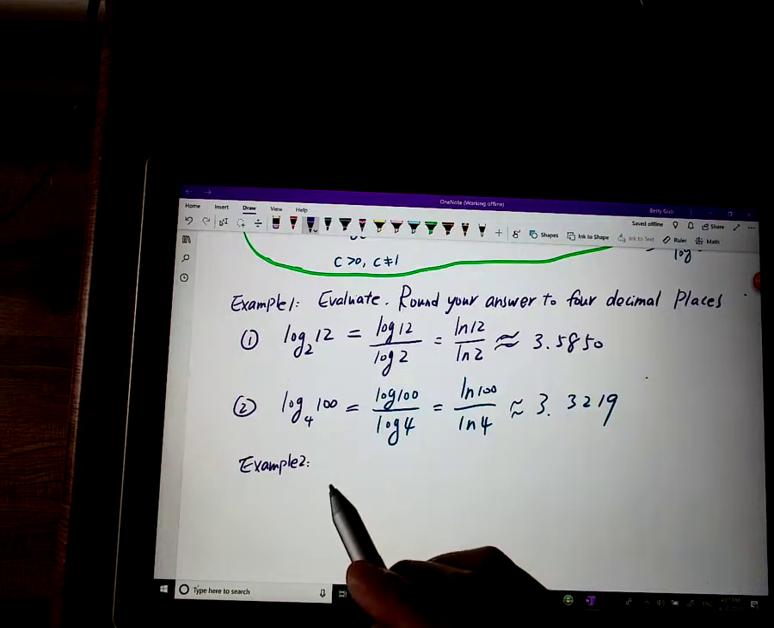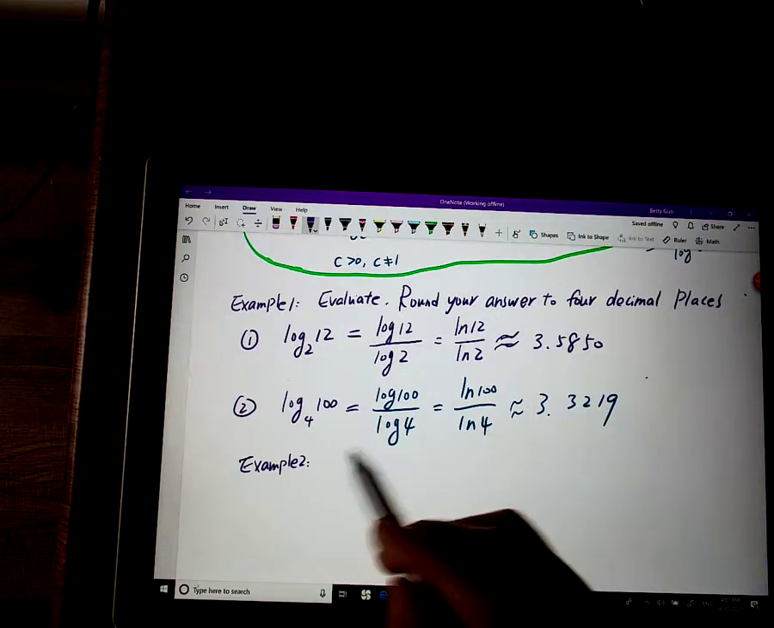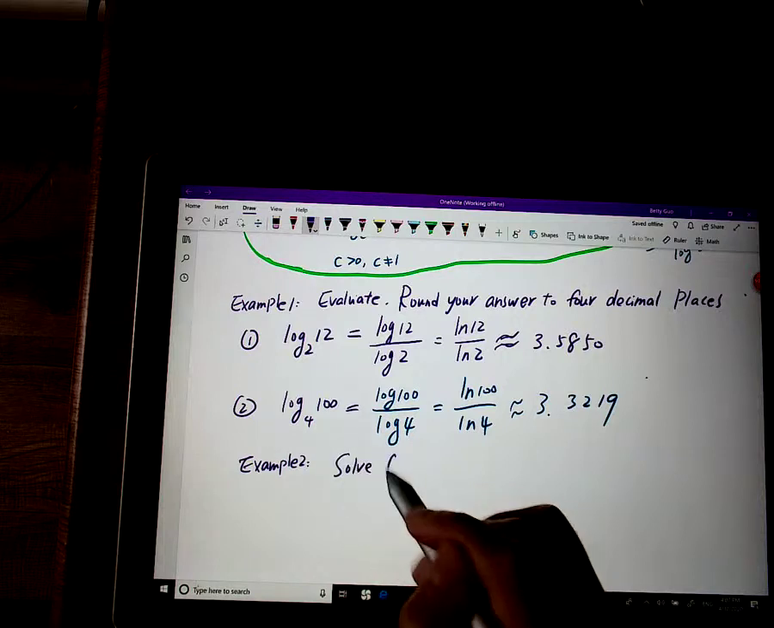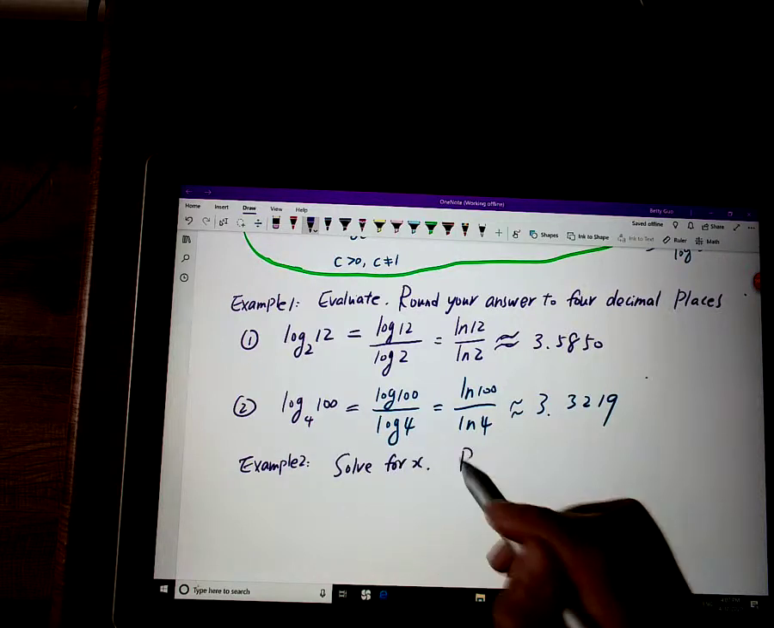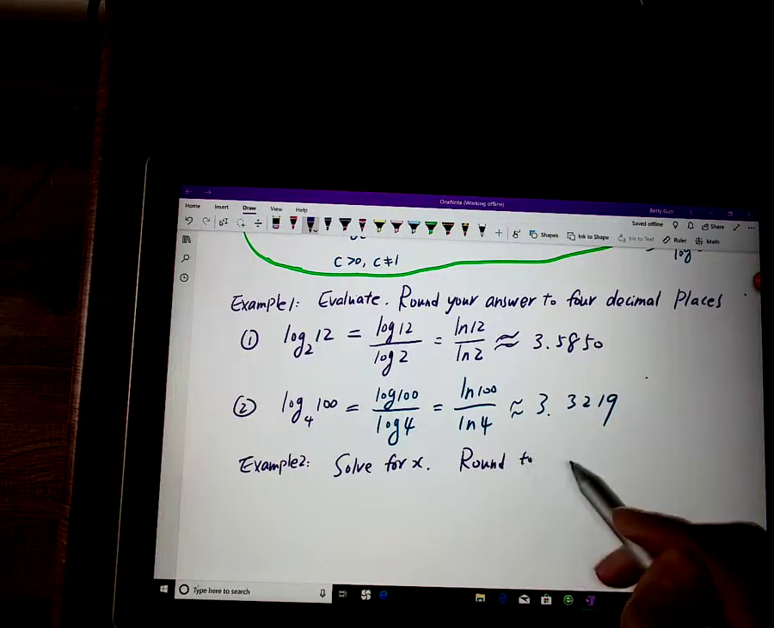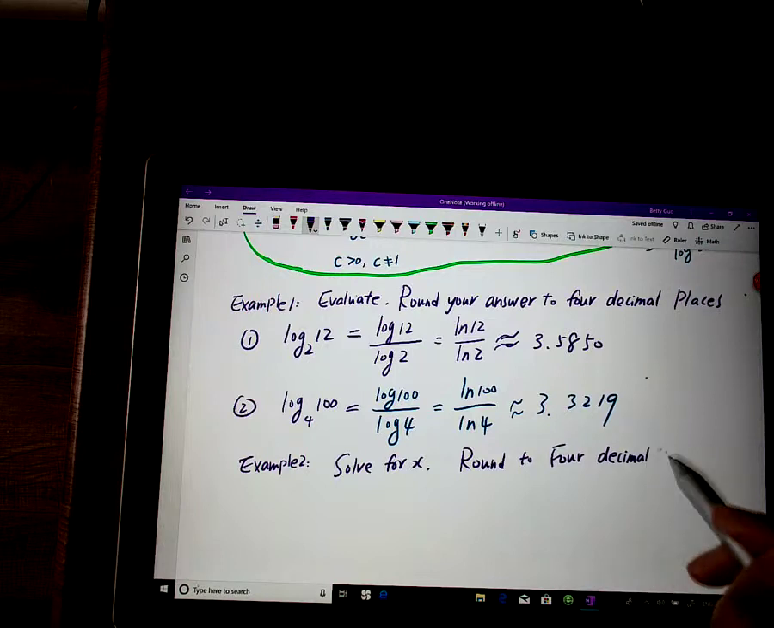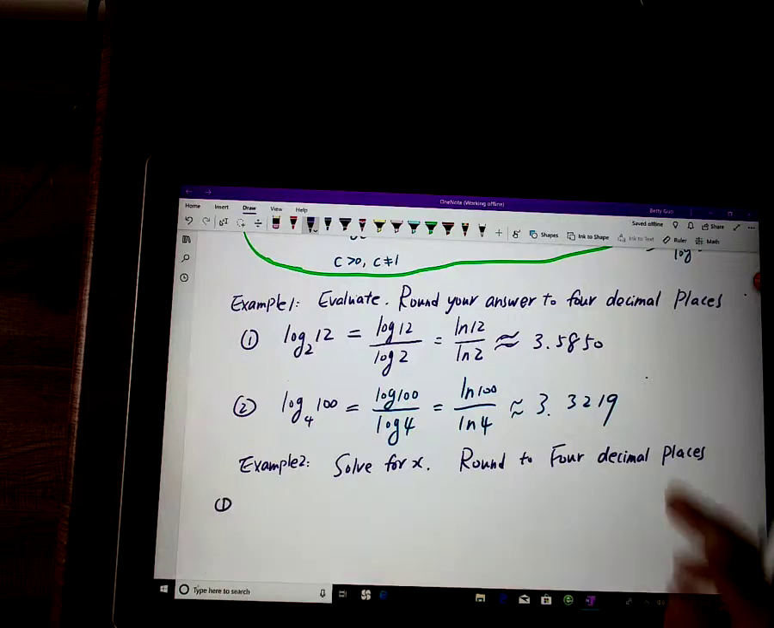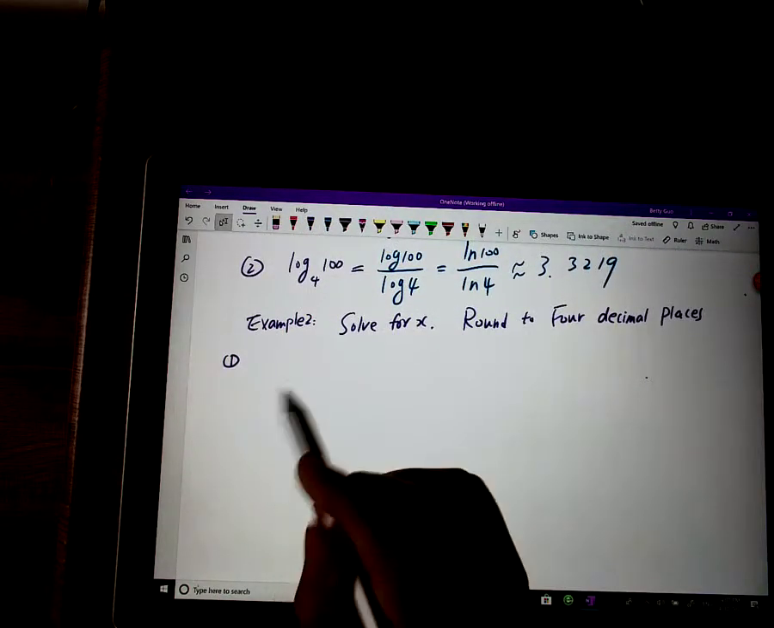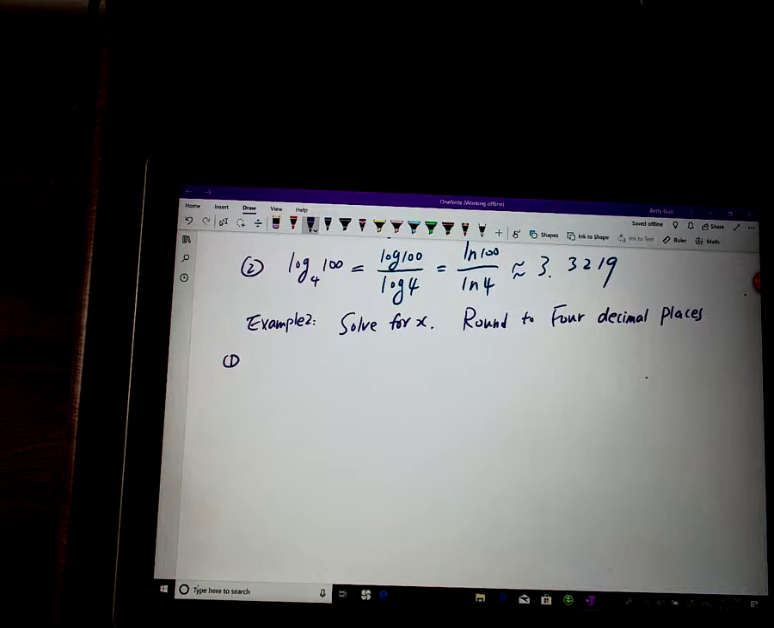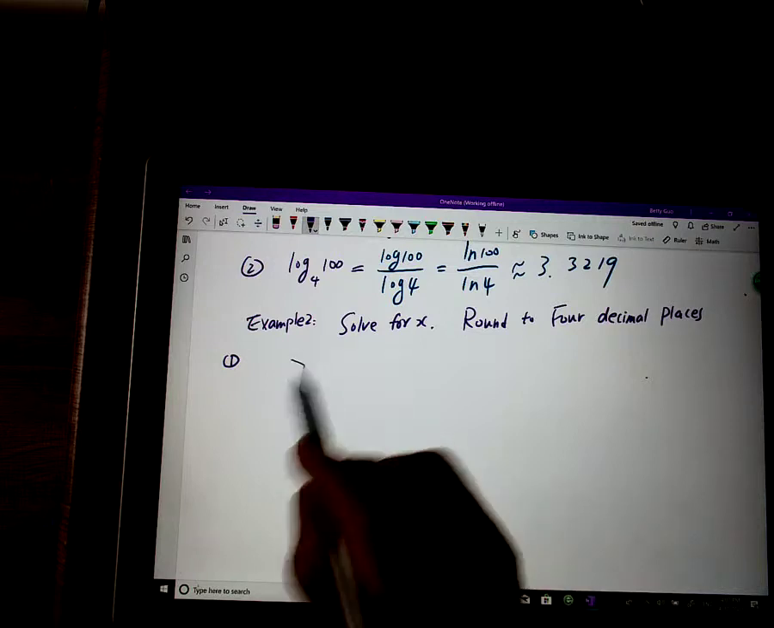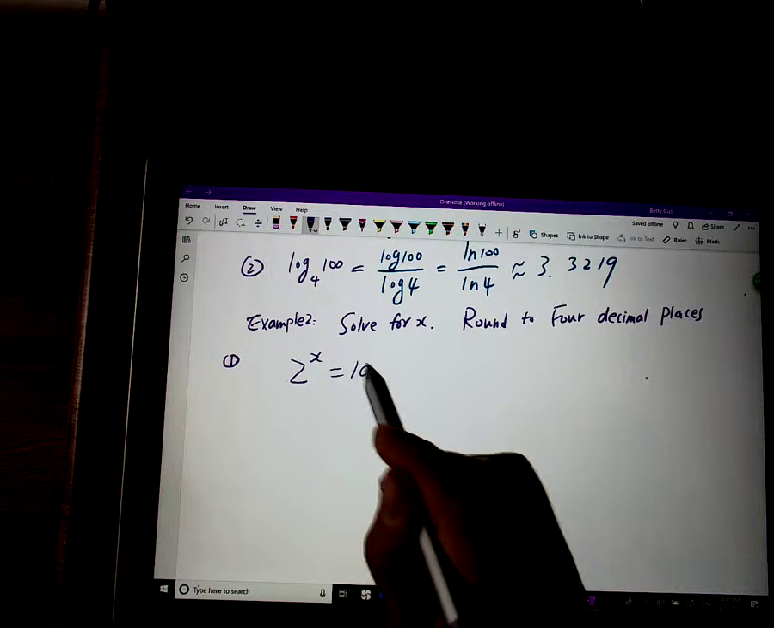Solve for x. Round your answer to 4 decimal places. Let's see, number 1. Example 2. Yeah, number 1 is 2 to the power of x equals 10.